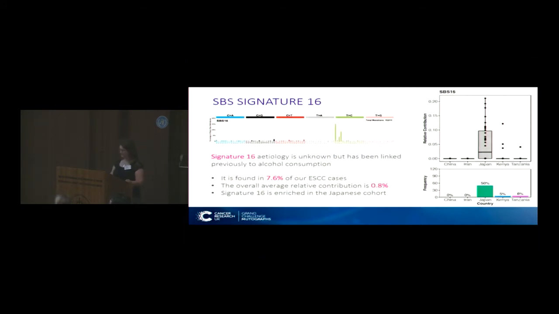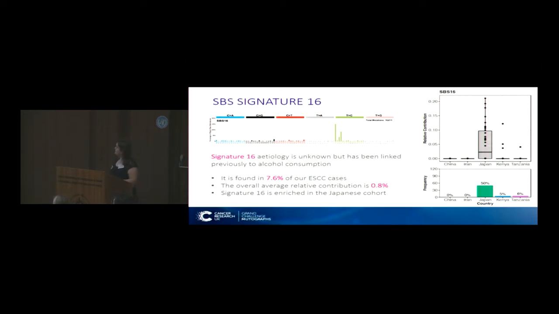And moving on to signature 16. So this is one of the signatures where we do see quite a big difference between our high-risk regions. And the etiology is unknown, but there have been some papers recently published which have linked it to alcohol consumption. And you can see here that it's very clear that it's present in 50% of our patients from Japan, but very rarely present in any other high-risk region, and very clearly enriched in that region.